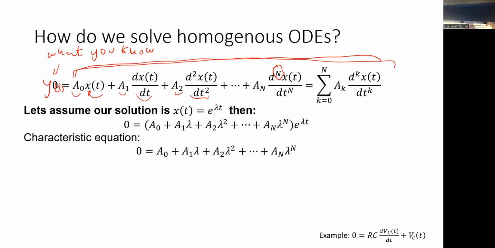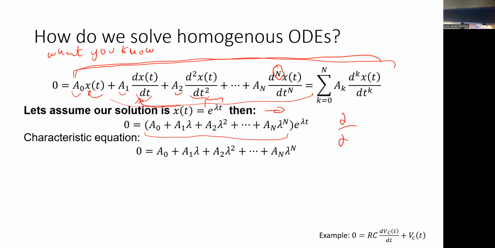Additionally, we developed a methodology for solving these homogeneous ODEs. In particular, we said we were going to assume that the solution was of the form e to the lambda t. Once we plugged that into our equation, the differential equation became a polynomial in terms of lambda. Because the nth derivative of e to the lambda t is equal to lambda to the n e to the lambda t, each of these terms just became a multiplication with lambda to whatever power of derivative. This one has no derivative, so it multiplies by one. This one has a first order derivative, so it multiplies by lambda. A2 has a second order derivative, so it multiplies by lambda squared, and so on.